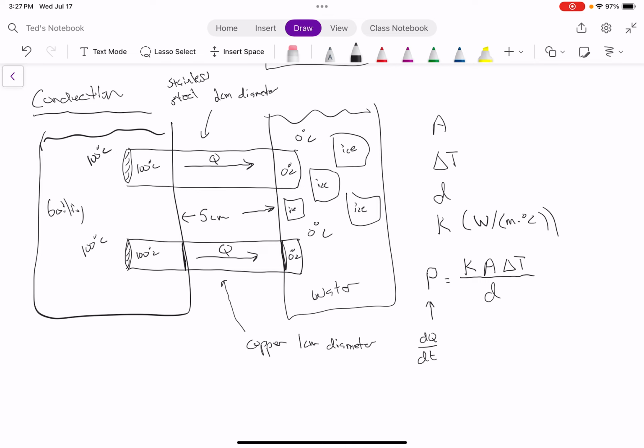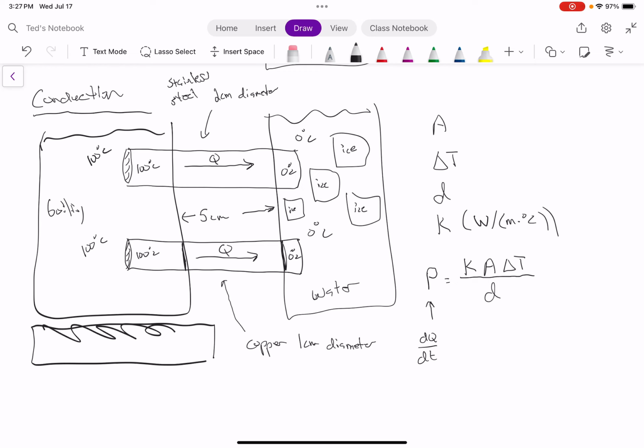Okay, so now if we just knew the thermal conductivity of stainless steel and copper, we could figure out how quickly heat is flowing through these two pipes. And for fun, then we could figure out how quickly the ice would be melting. So we're going to assume that this thing is on a burner so that it maintains 100 degrees.